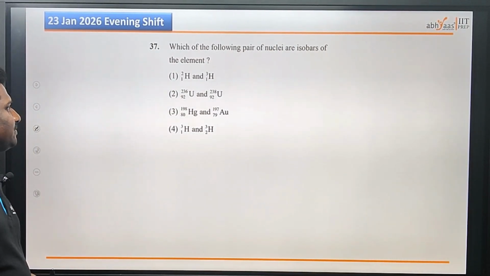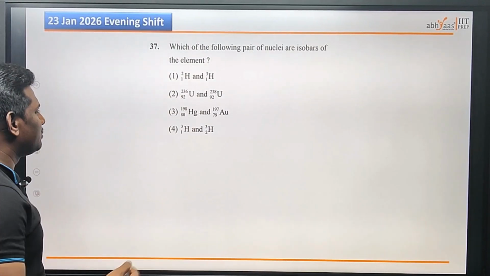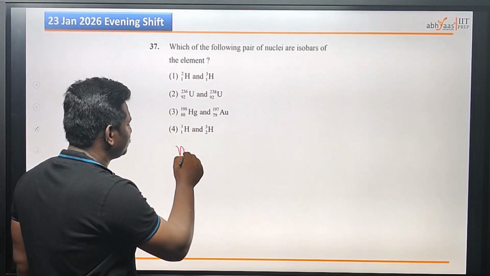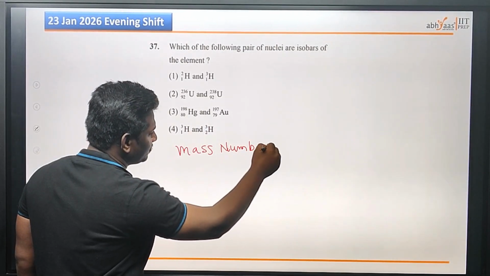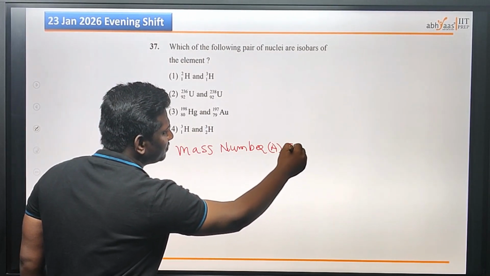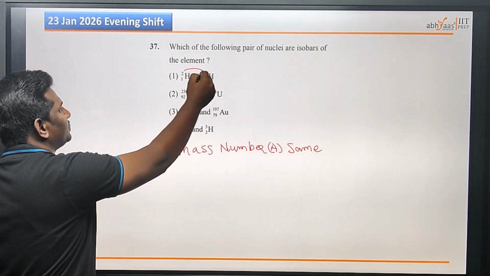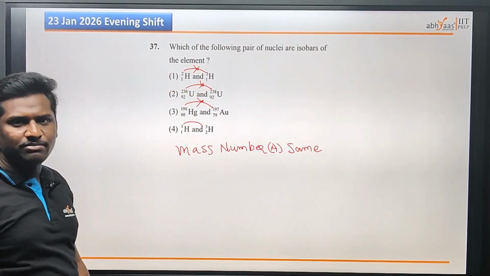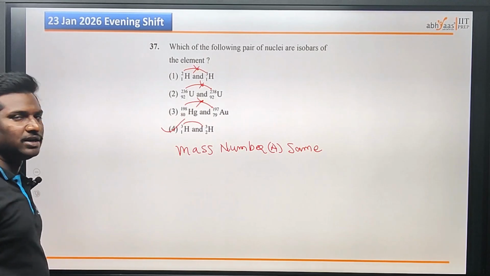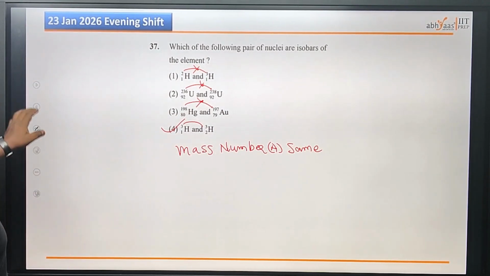37, very easy question. Which of the following nuclei are isobar elements? What is the condition? For isobar elements, the mass number is the same. Observe, the mass number is not matching, not matching. This is our match. Option 4 is your answer. So how to remember isobars?